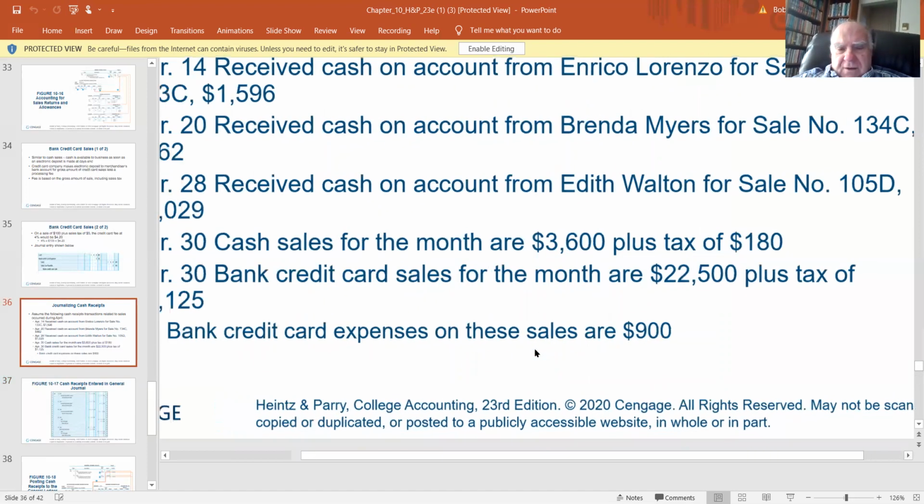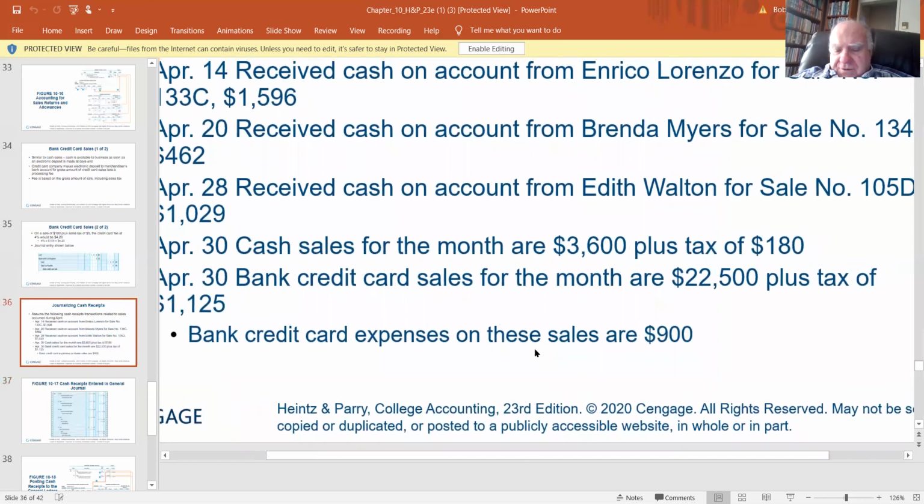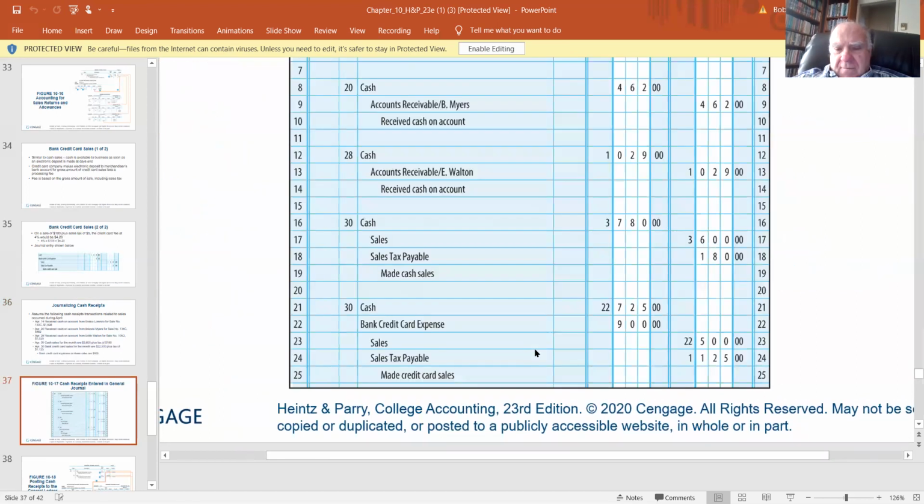Bank credit card sales for the month, 22.5 plus tax, plus the credit card fee. So again, I suggest with these credit card sales, do the two credits first. The merchandise was 22,500. The sales tax was 1125. So that's a total of $23,625 times whatever the rate was, 4%, gives you 900.